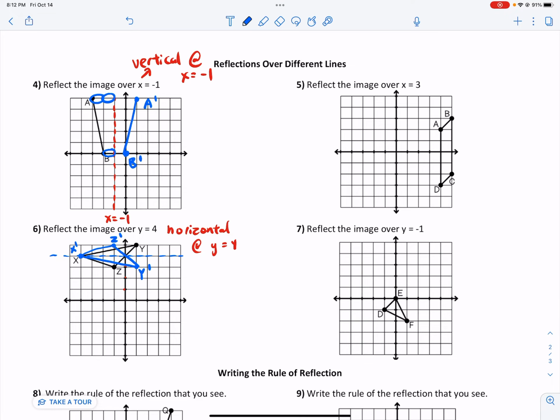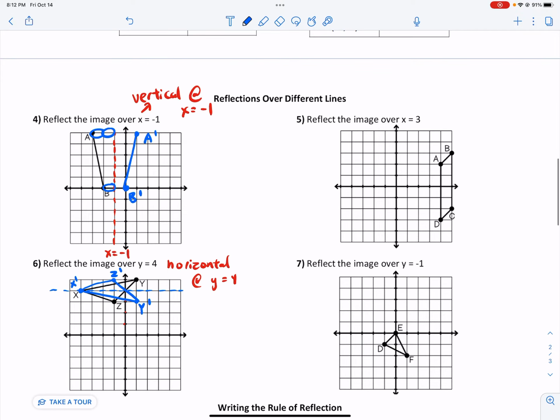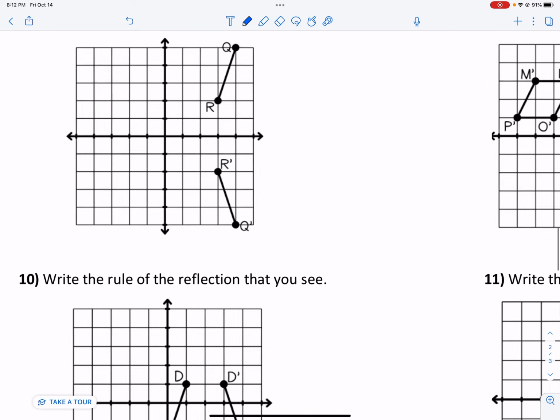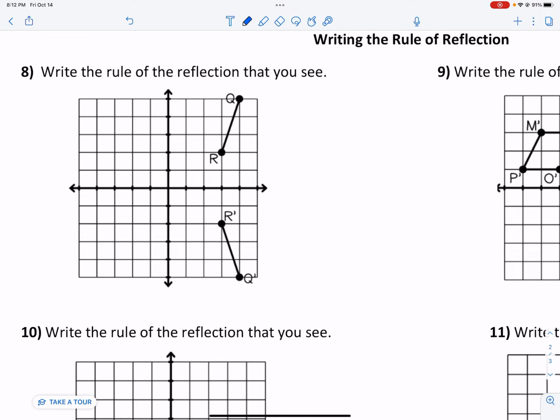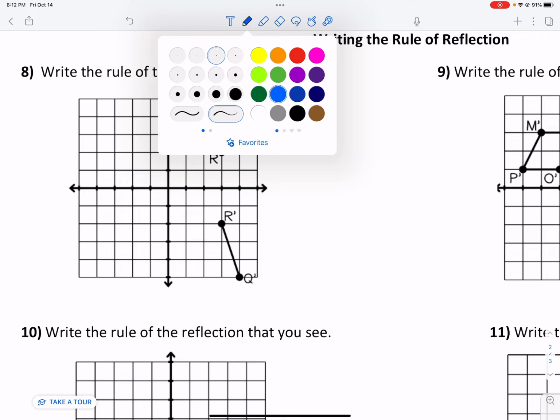And then we're going to jump down here to writing the rule of reflection. Again, check your answers with the ones on the board. We're going to write the rule of reflection that you see. So this one is pretty much visually finding the midpoint between the 2 shapes, and then writing the equation for the line of reflection.